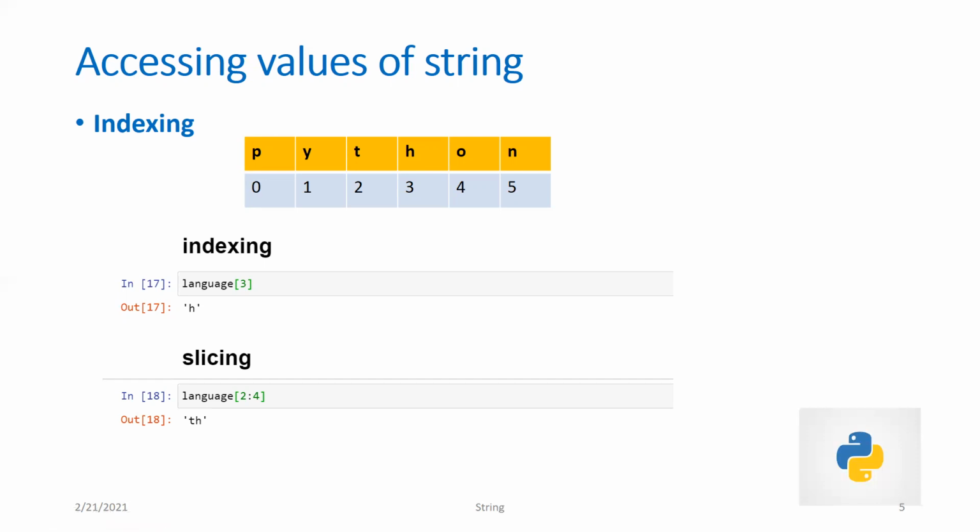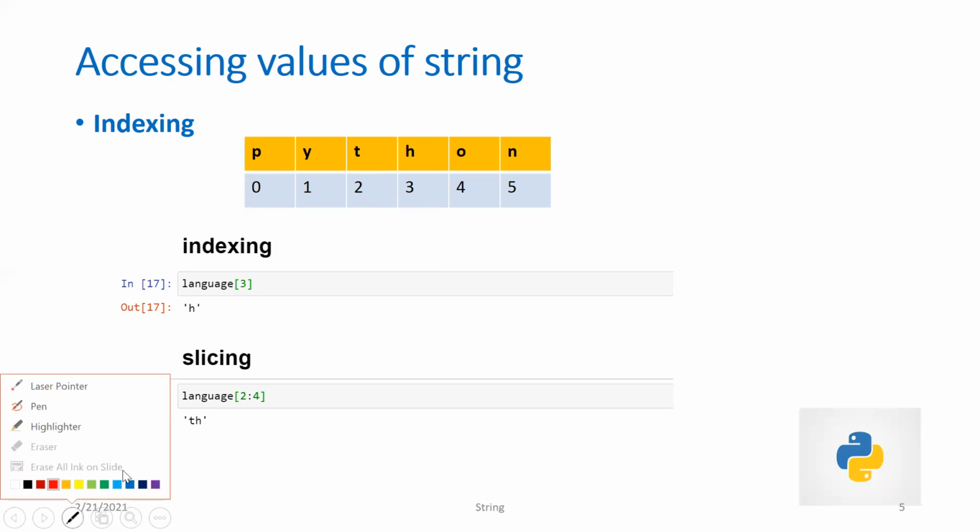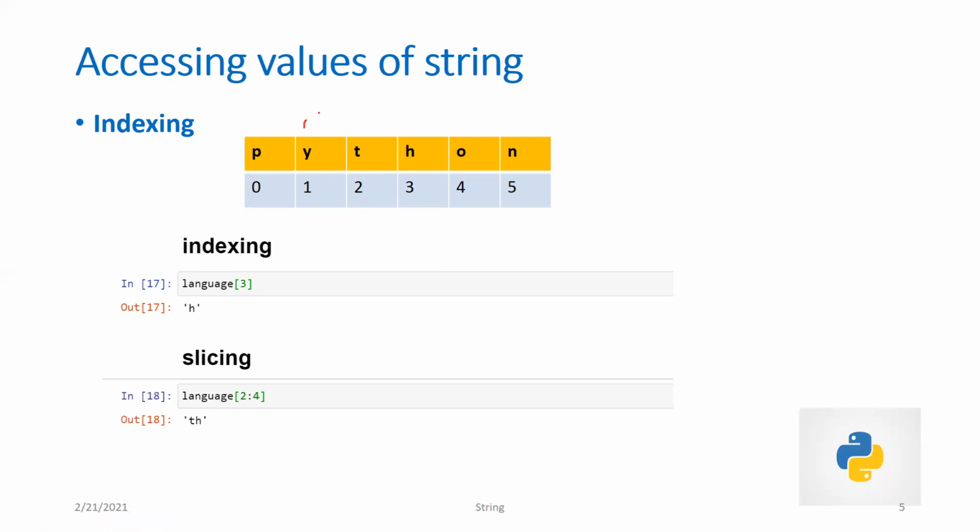If I want to slice, what do I mean by slice? Slice is if I take not a value of a position, but a range. If I consider a range, that means from 1 to 3, I want this portion, y to h. So if I want this portion, then I have to use slicing. I want to make a slice from the whole Python word, I just want this portion.